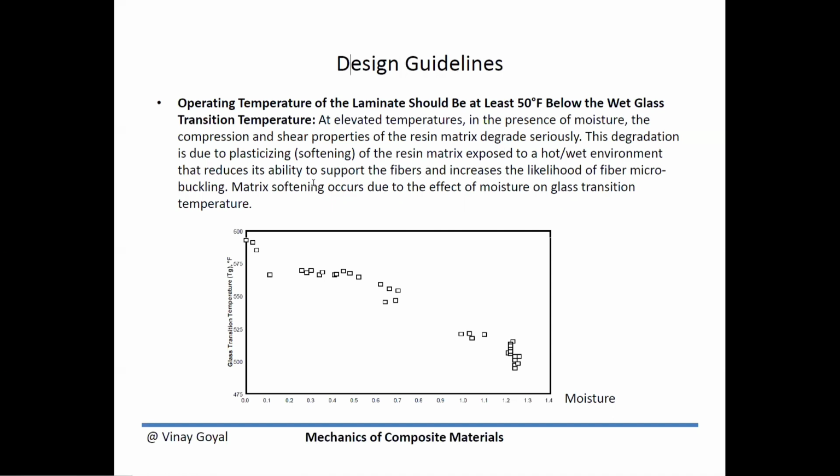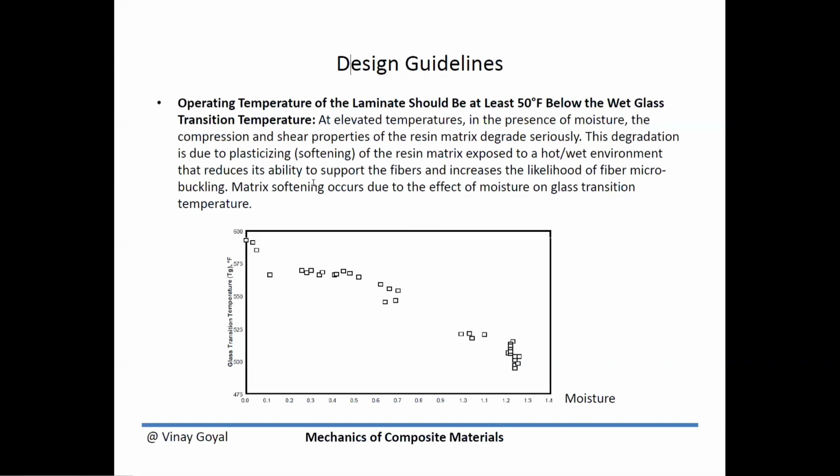Operating temperatures of the laminate should be at least 50 degrees Fahrenheit below the wet glass transition temperature. That is a good idea. At elevated temperatures in the presence of moisture, the compression and shear properties of the resin matrix can degrade seriously. This degradation is due to the plasticizing effects of the resin matrix when it is exposed to hot, wet environments, which reduce its ability to support the fibers and increase the likelihood of fiber microbuckling. So matrix softening can occur due to the effect of moisture on the glass transition temperature.